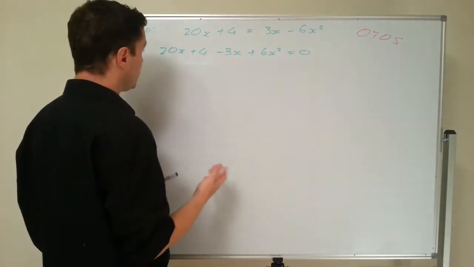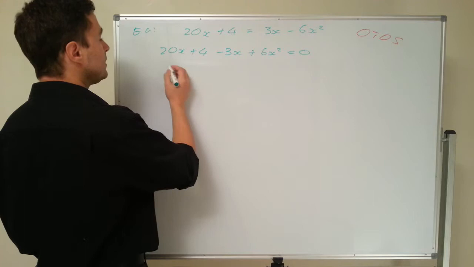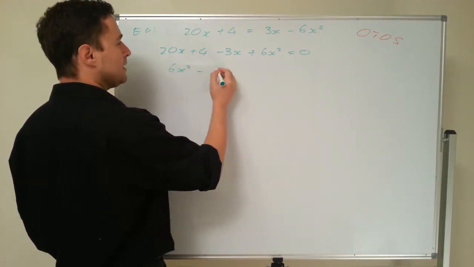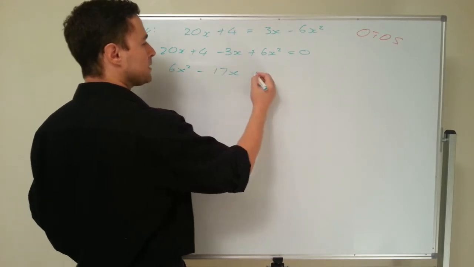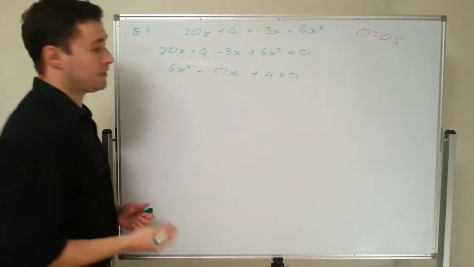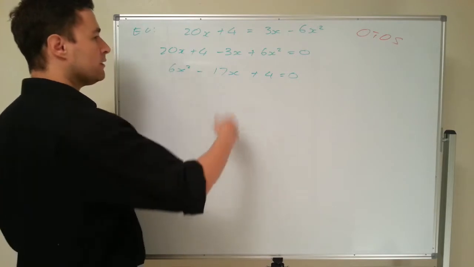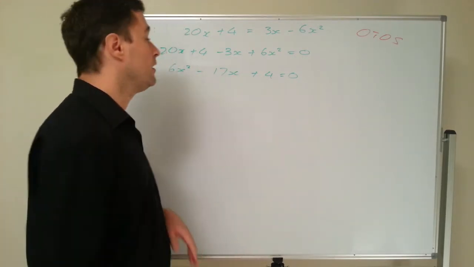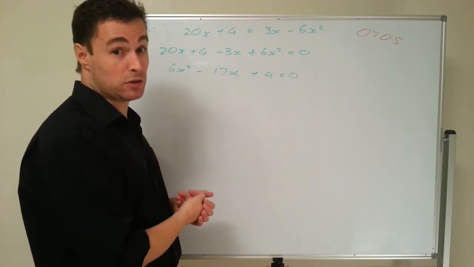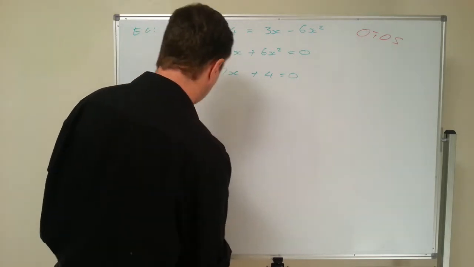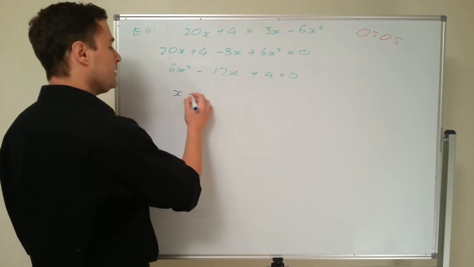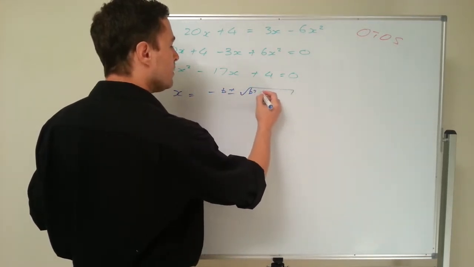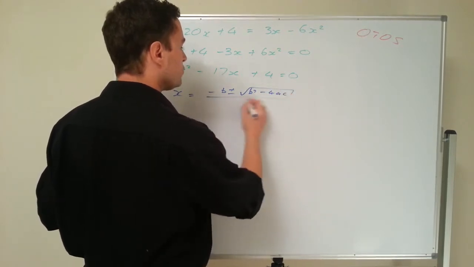Now I just tidy everything up. So 6x squared, I'm going to put it in the front. 20 minus 3 is minus 17x plus 4 equals 0. Bada bing. I look at this and ask, what are the factors of 4 and 6 that give me 17? I don't think there are any. So I'm just going to jump straight in and use the quadratic formula. Fantastic. The quadratic formula is x equals minus b plus or minus the square root of b squared minus 4ac, over 2a.